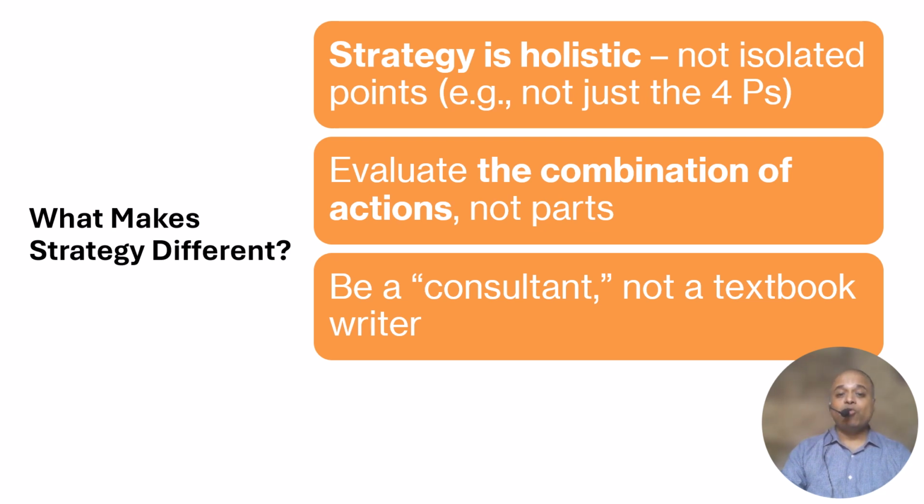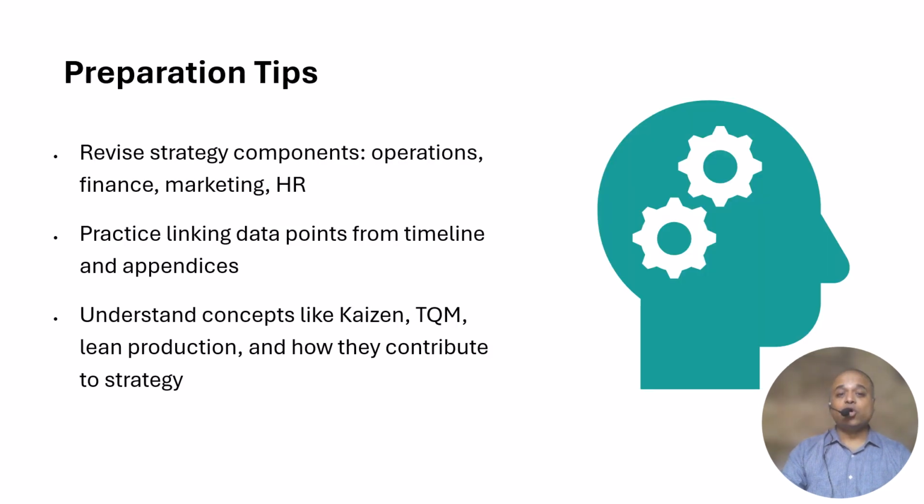So remember, paper 4 is your chance to show that you can think like a business strategist, not just a business student. Let's talk about how to prepare smartly for paper 4 because strategy isn't just about writing long answers. It is about thinking deeply and linking things clearly. Here are some tips that can really help you stand out. First, revise the key areas of business: operations, finance, marketing, and human resource. But here's the trick. Don't revise them in isolation. Think about how do they connect or how can they be integrated or interconnected.